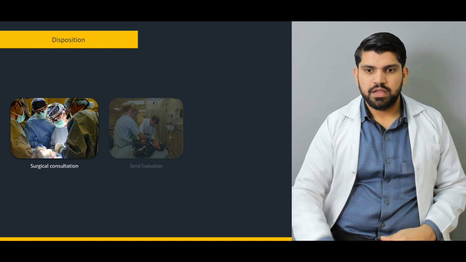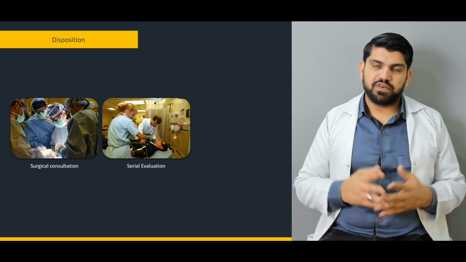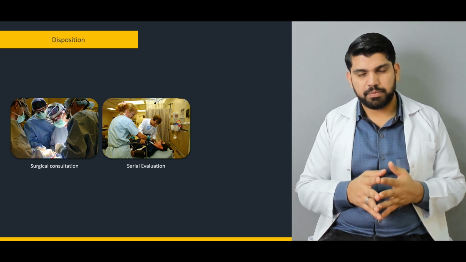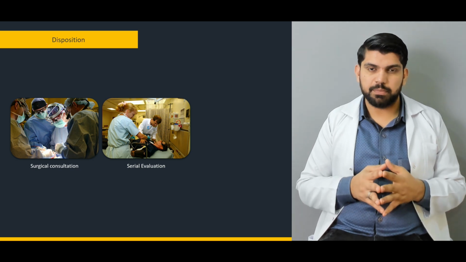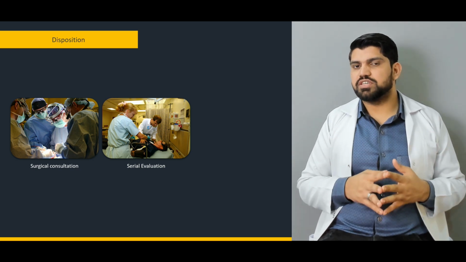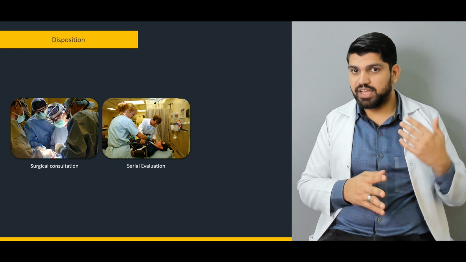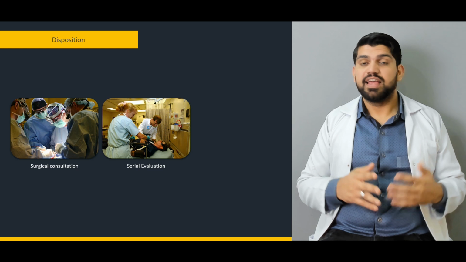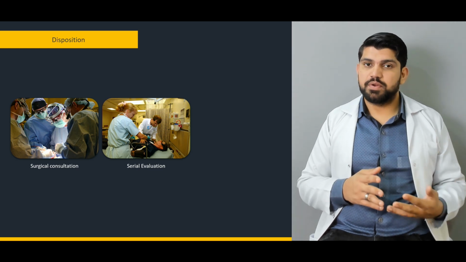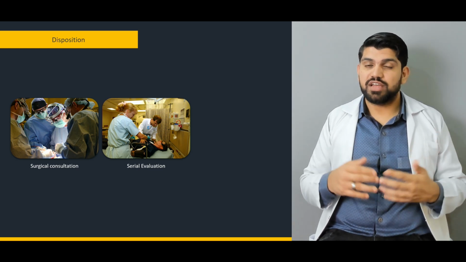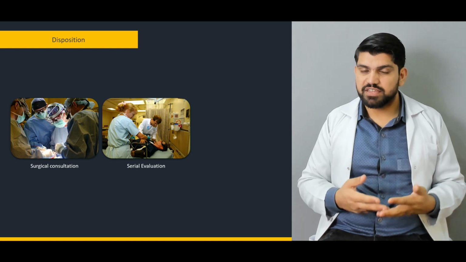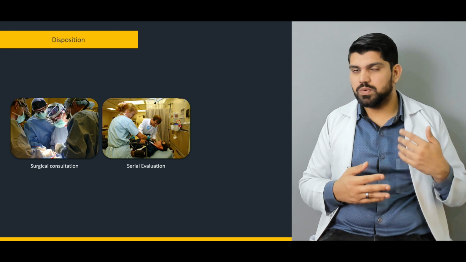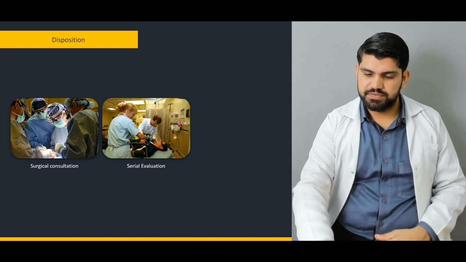Appendicitis, as I mentioned before, ectopic pregnancy, mesenteric ischemia, abdominal aortic aneurysm, they all need surgical consultation. Serial evaluation. For example, the patient comes to you, the pain is gone now, the patient is hemodynamically stable, but there is an increased risk of the patient getting worse again. They should be admitted and evaluated again and again. It is said that with serial evaluation, you tend to reach a better diagnosis and more effective treatment in patients who are admitted and undergoing serial evaluation.